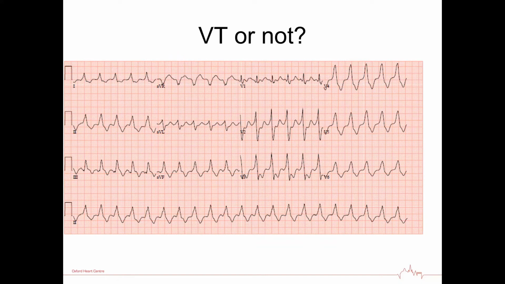Let's look at another one. So, rate here is a little bit slower than the last, just over 2 small squares between them. It is again regular. The QRS is again broad. So it's a broad complex tachycardia. Looking V1, looking V2, V1 again, possibly some P waves buried. So this is again VT.